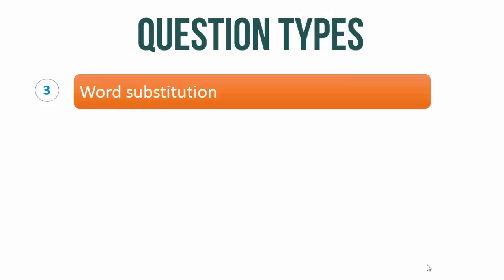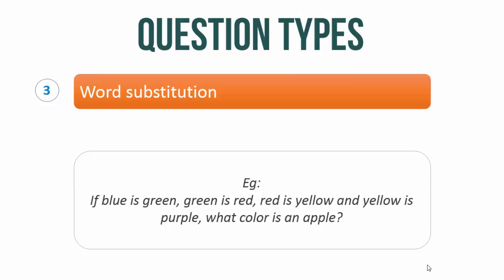One of the most commonly occurring types of coding questions in the IBPS is word substitution. Now in word substitution, an entire word is substituted by some other word. For instance, let's look at this question. The question says, if blue is green, green is red, red is yellow, and yellow is purple, what color is an apple? Now this is a word substitution. We know an apple is red in color, and according to the question, red is coded as yellow. So the answer here shall be yellow.